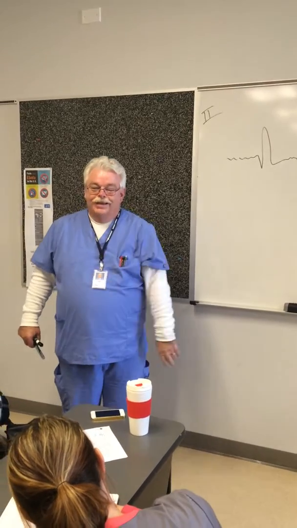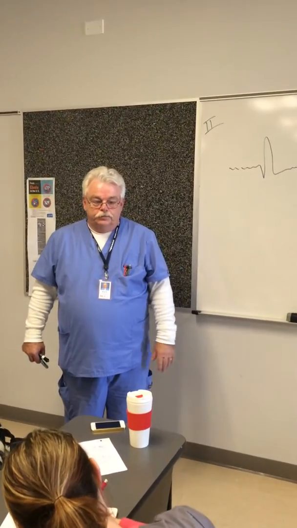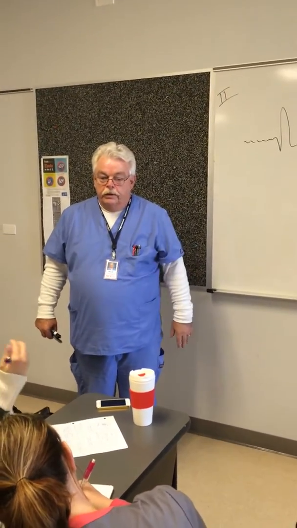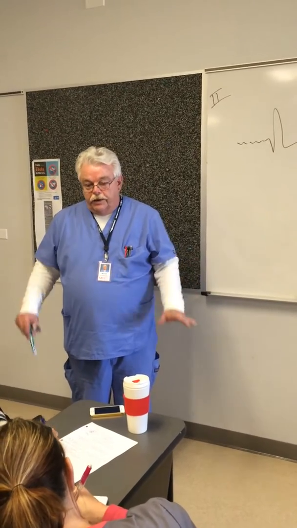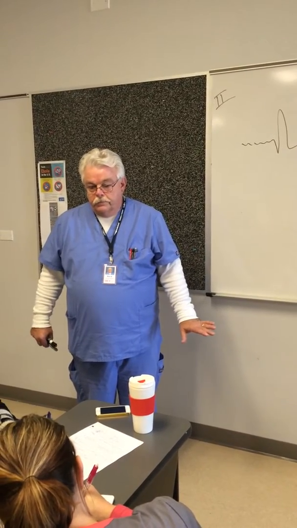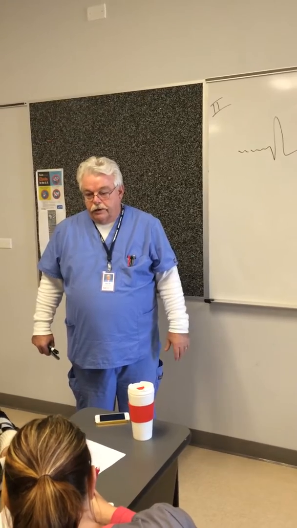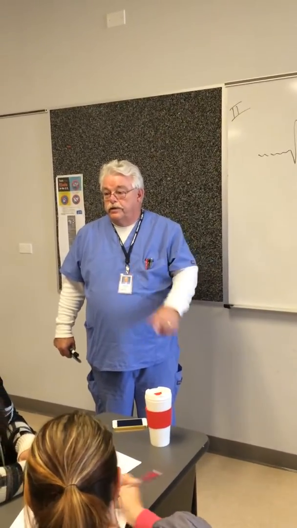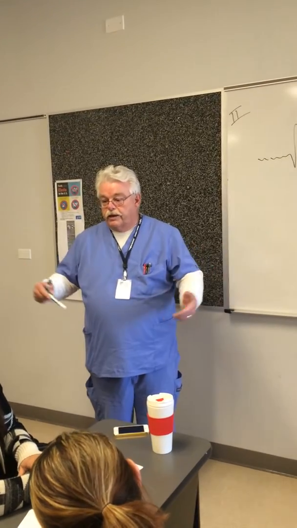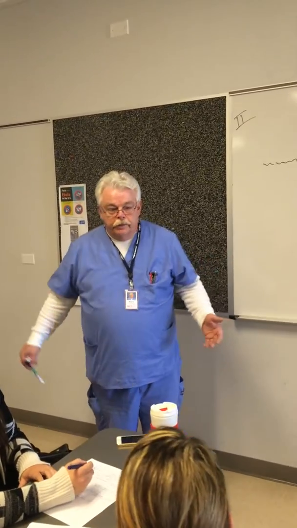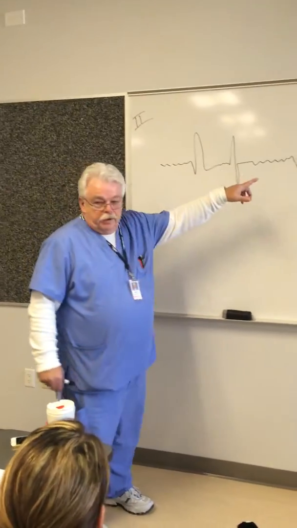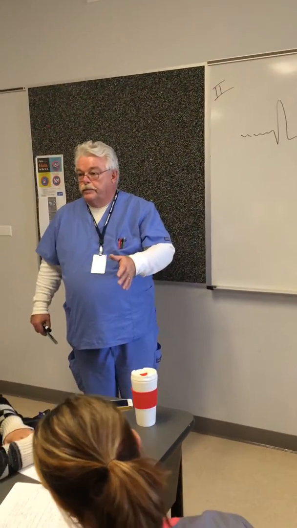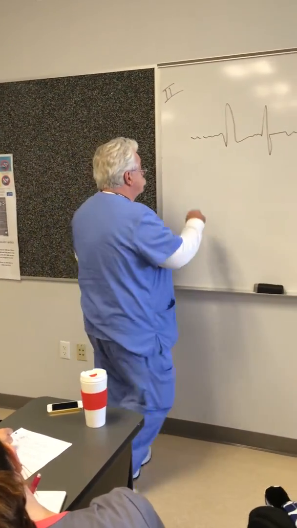AFib. So it's irregular, no P wave, between 60 and 100. It can only be one thing, and that's AFib, atrial fibrillation, because there's no P wave. The atria are not working. It's the most common dysrhythmia known to man, atrial fibrillation. Millions of people walk around with it, that keeps the Coumadin people in business. Okay, that's AFib: irregular, no P wave. Atrial fibrillation.